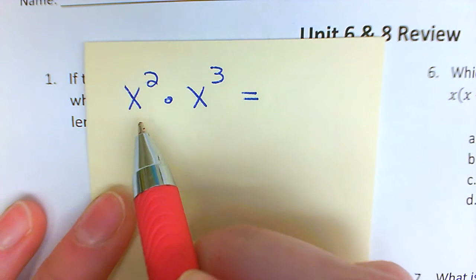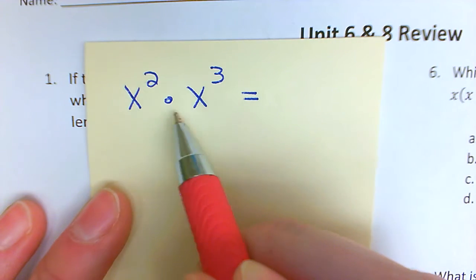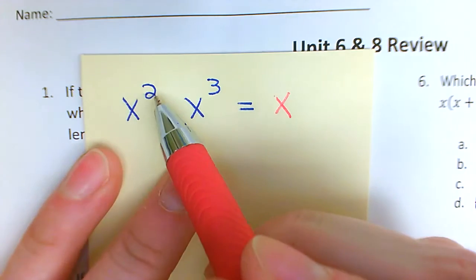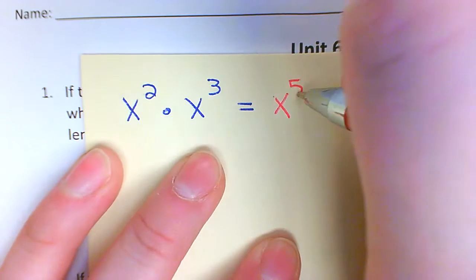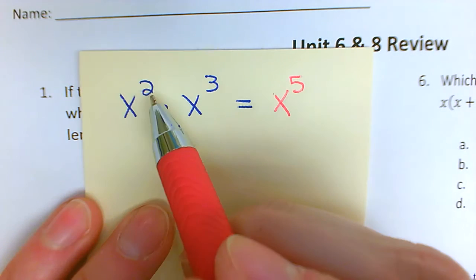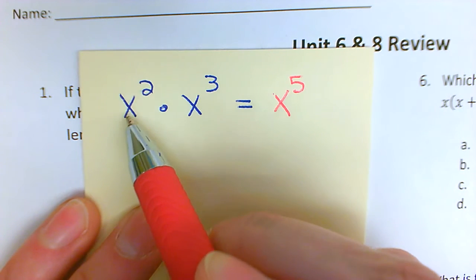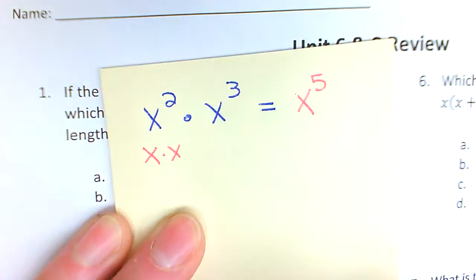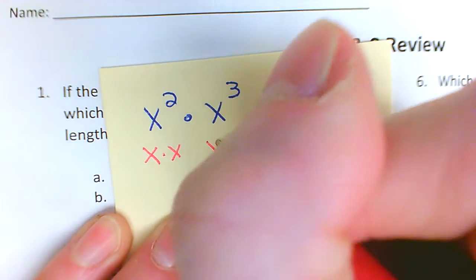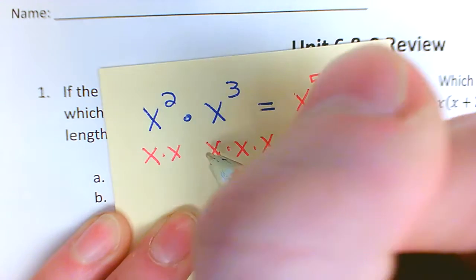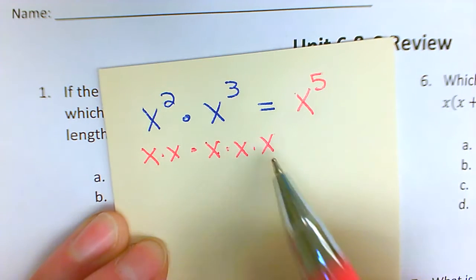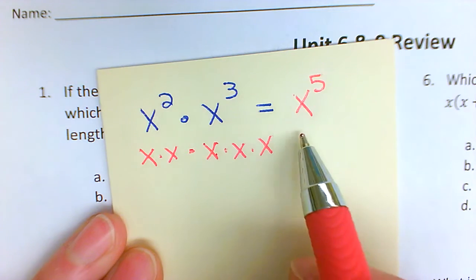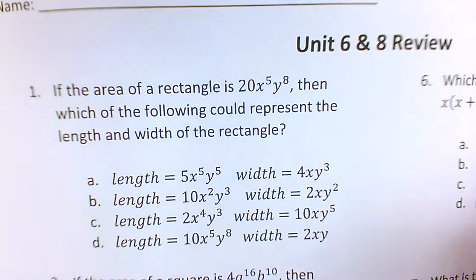So just to review, whenever we're multiplying two things with the same base and they have exponents, what you do is add their exponents. So 2 plus 3 is going to give me 5. Now the reason is, an exponent just represents how many times you're multiplying that letter together, so that means I've got x times x, and this one means I've got x times x times x, and if I'm multiplying those two and those three together, that really means I've got 5 x's all multiplied together, and that's why it's x to the 5th power.